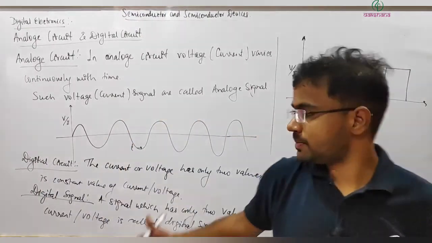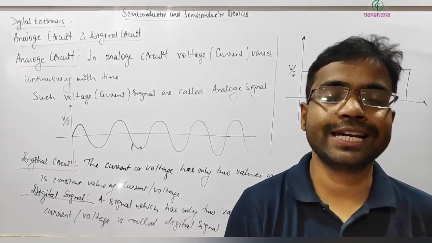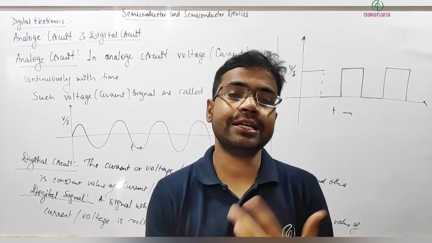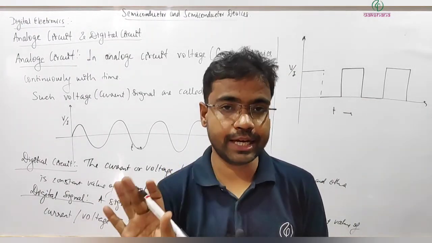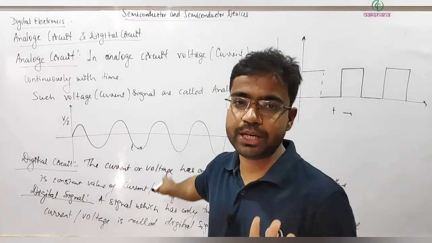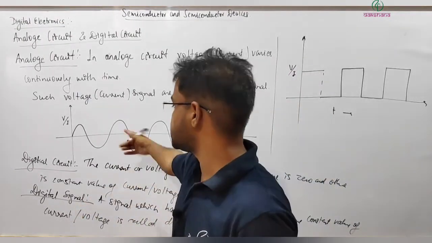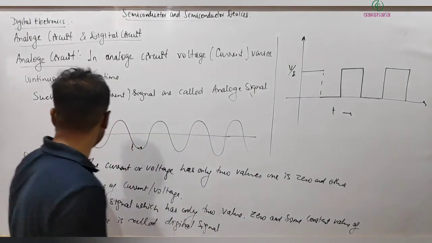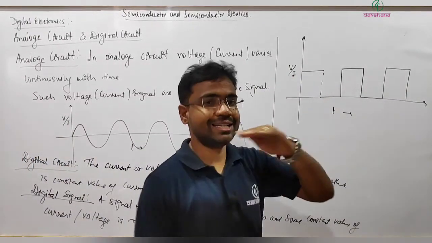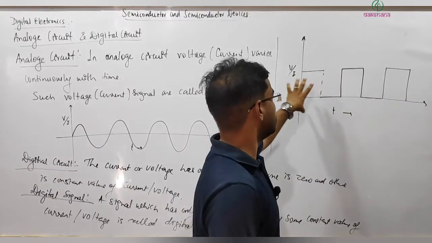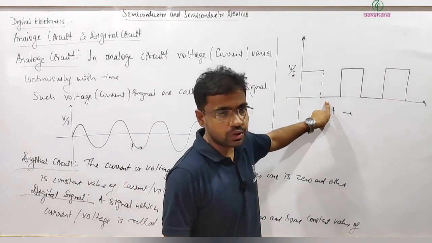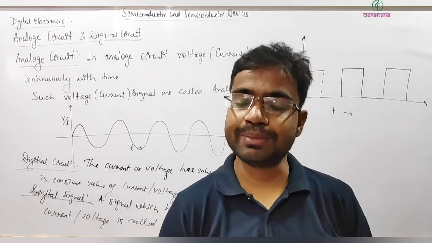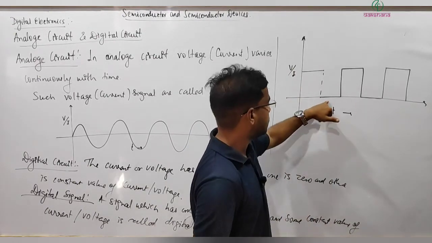So these are the two types of circuits, digital circuit and analog circuit. In analog circuits, current and voltage change continuously, so we simply call it an analog circuit, and the signal used in this form we call an analog signal. Another one is the digital circuit, where current or voltage takes either 0 or some constant high value, maybe 5 volts, 10 volts, 20 volts, something like that. So this is low, written as 0, and this is high.